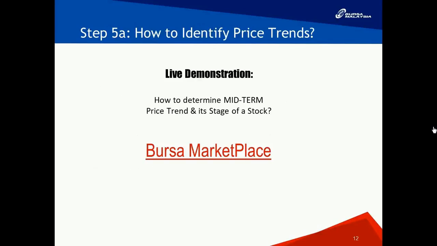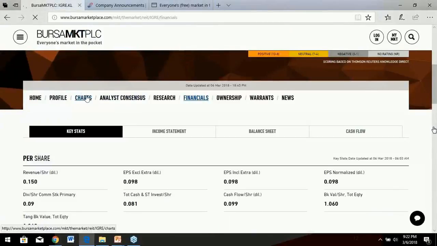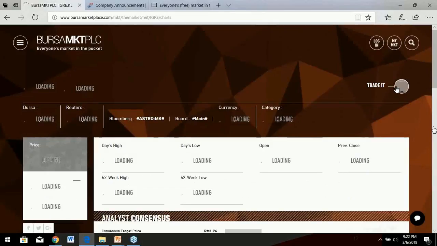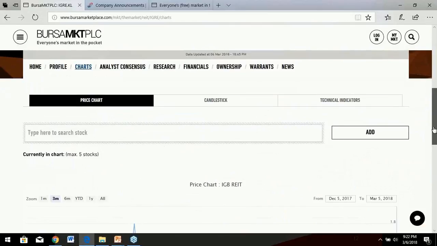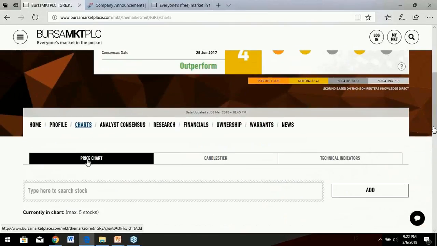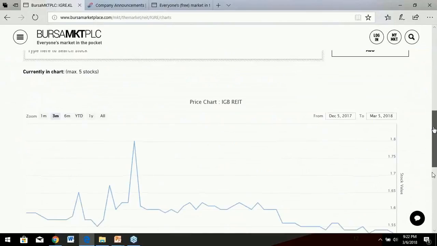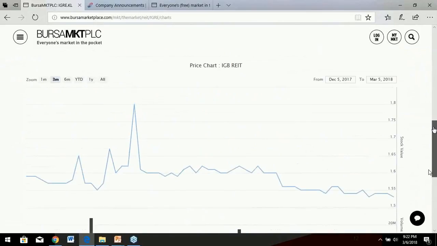So I'm going to just go back to Bursa Marketplace, where I can show you how it's done. So let's go back. I think I'm going to just use this. So basically, this is the chart. In order to actually identify price trend, it's very simple. Number one, click on the charts. Number two, there are price charts, candlesticks, and technical indicators. Okay. So this is the price chart.